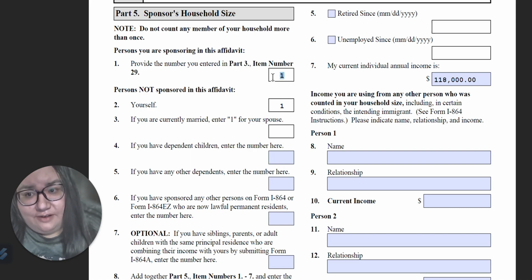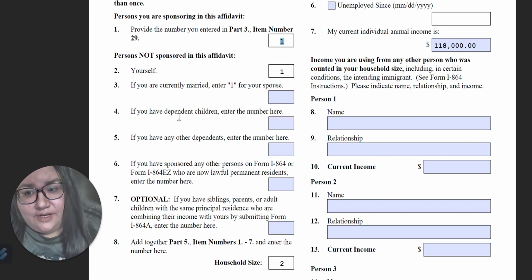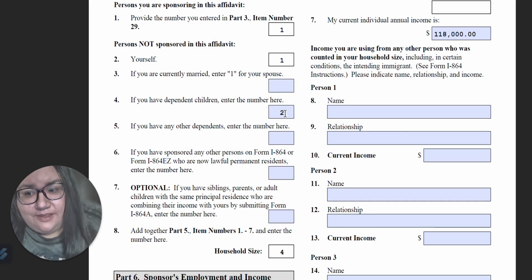All right. Now for question 4, I was going to ask about dependent children. Let's say in our scenario, Jose and Fulanita have 2 children together. So we're going to put a 2 here. And if you notice, when I put that 2 here, this box down here for household size automatically recalculated to 4. That's how you know that your boxes are working.